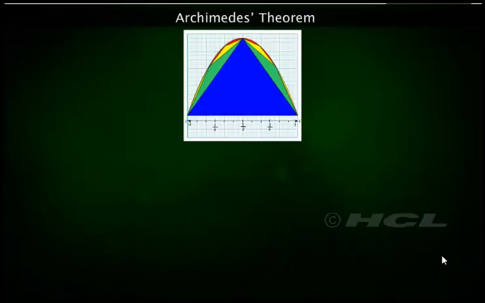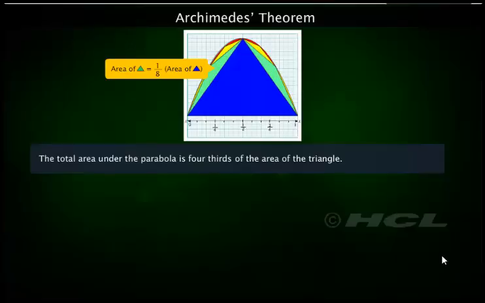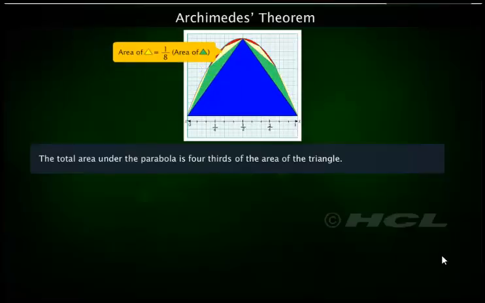This concept is also used in dividing a finite area into infinite parts, as Archimedes did to prove the theorem that states that the total area under a parabola is 4/3 of the area of the triangle inscribed. Archimedes used his profound knowledge of mathematics and determined that each green triangle has 1/8 the area of the blue triangle, each yellow triangle has 1/8 the area of a green triangle, and so forth.